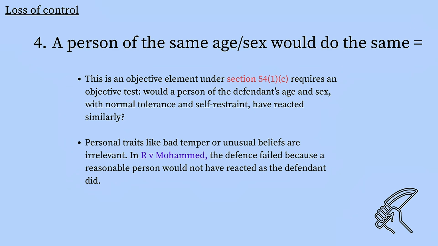So personal traits like bad temper or unusual beliefs are irrelevant. So if someone has a bad temper but it's not medically considered, or they have beliefs that are just not relevant, this just doesn't go towards this consideration. So in R v Mohammed, the defence failed because a reasonable person would not have reacted the same as the defendant did.